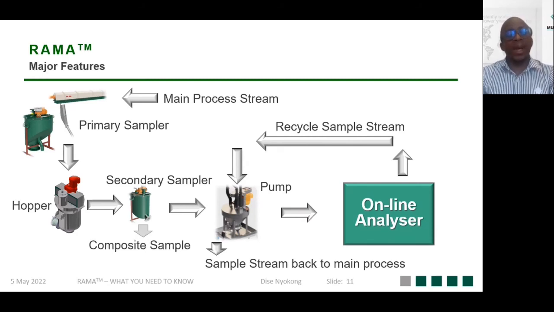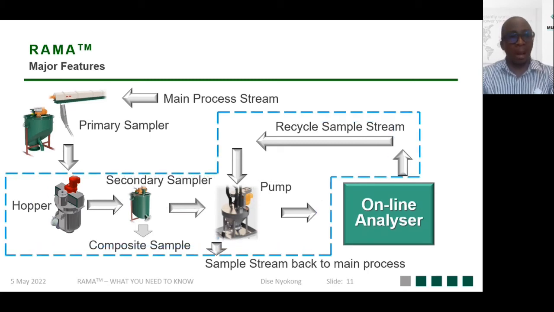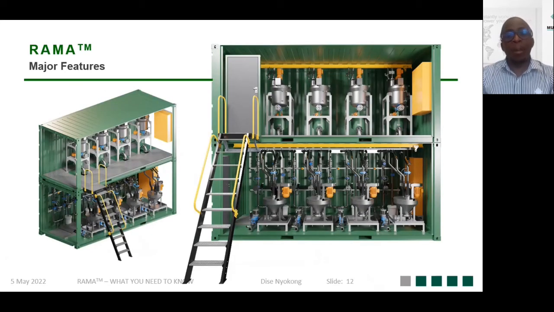And what normally happens is, the main features of this system are the hopper, the secondary resin, and the pump, that's what we refer to as the heart of the RAMA system. That's where we try to feed representative samples, and we packaged it very nicely so that it reports to the analyzer.